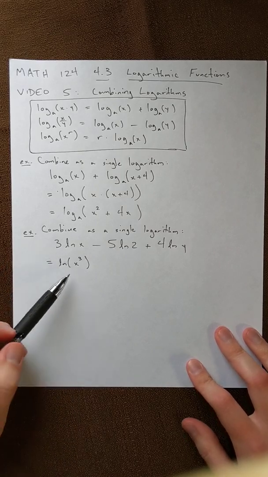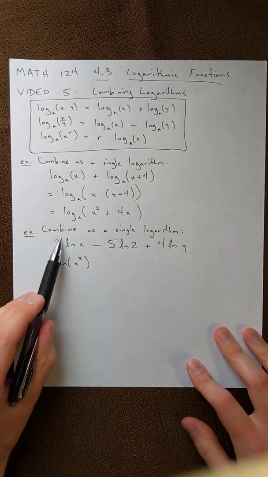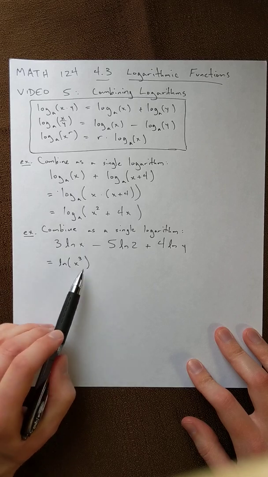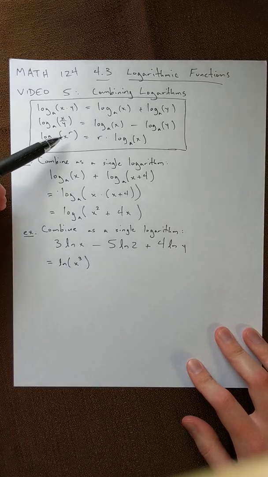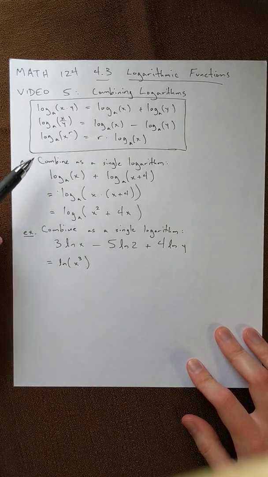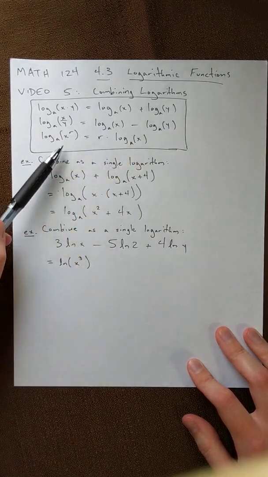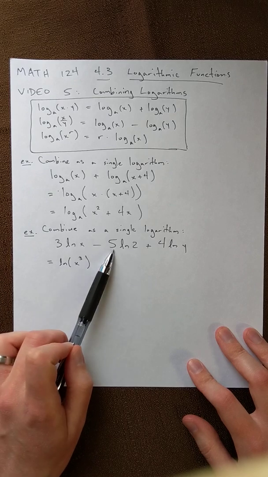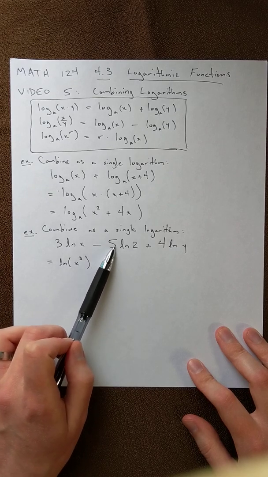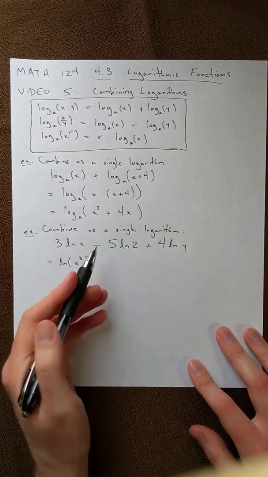Okay, anyway, back to the problem at hand. A number out front can come inside as an exponent. So we're thinking about r is equal to 3. And so this looks like this, and we're able to rewrite it. This one, same way. The 5 is the r, and so it comes in as an exponent.